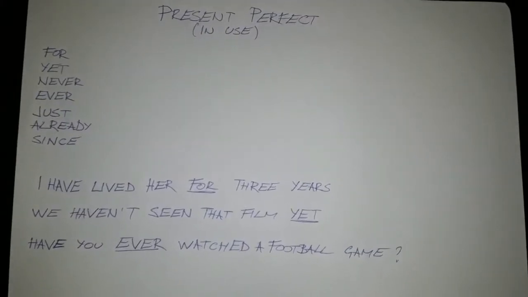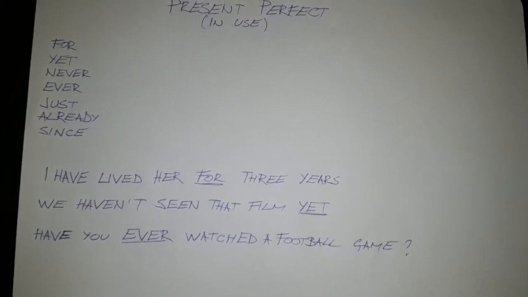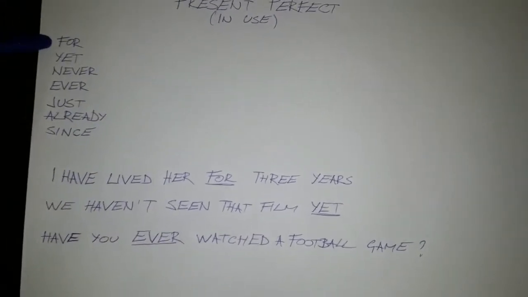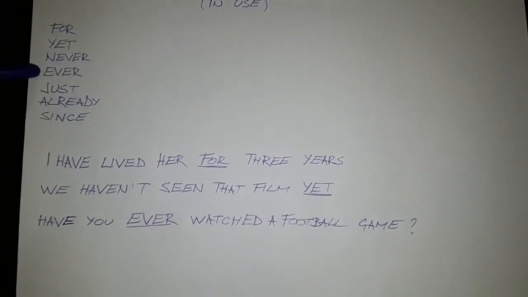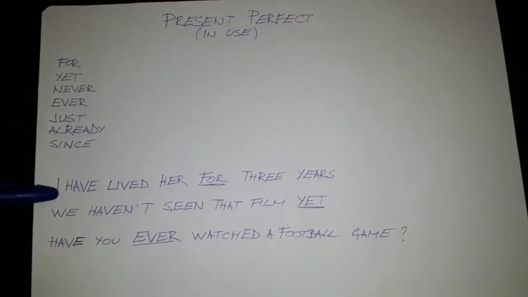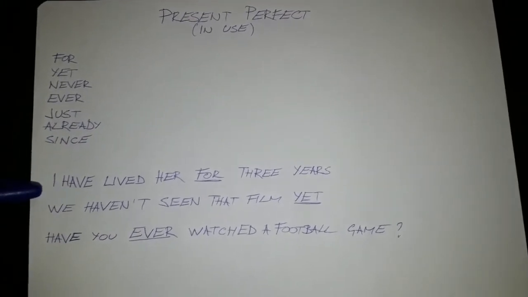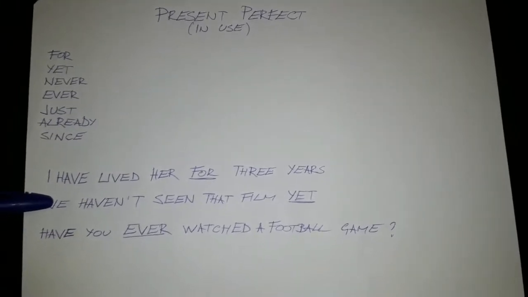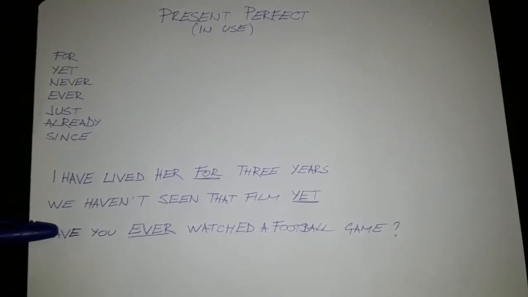We also use present perfect when the following words are in a sentence: for, yet, never, ever, just, already, since. For example, I have lived here for 3 years. We haven't seen that film yet. Have you ever watched a football game?